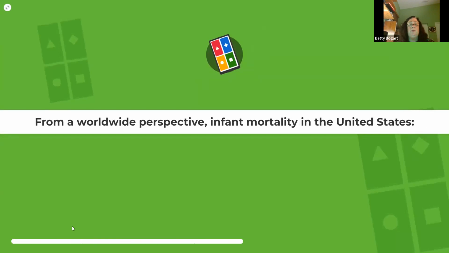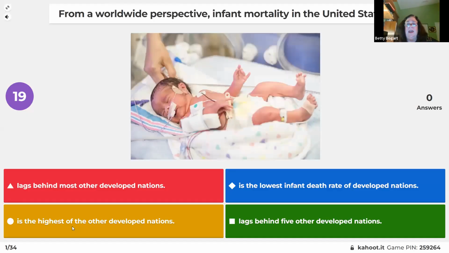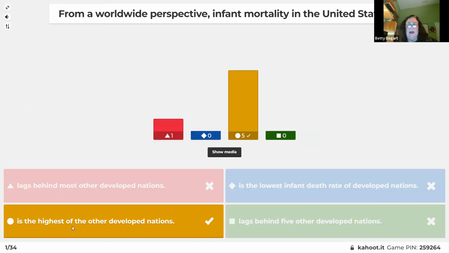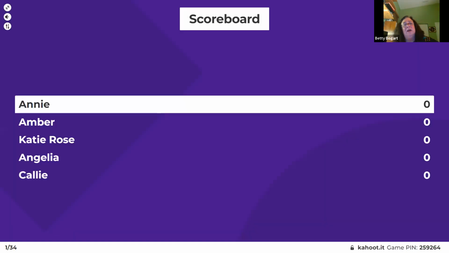From a worldwide perspective, infant mortality in the United States, that means how many infants up to 1 year old die? How many in the United States compared to everywhere in the world? It's the highest. We have more infant death here in the United States than many other countries of the world. We have some catching up to do. We're getting there, but still we need a lot more work.